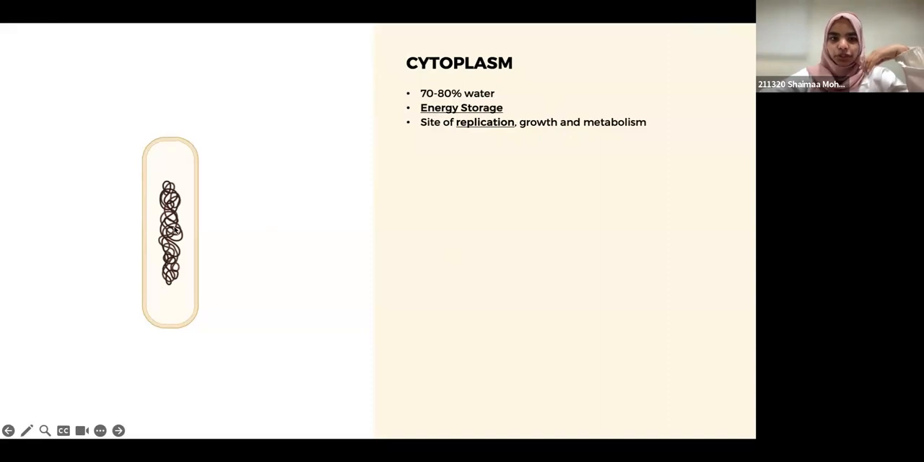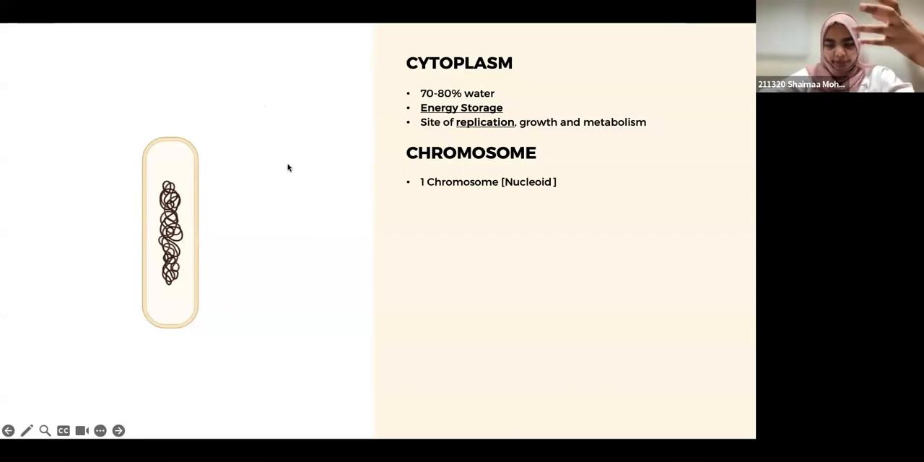Now we add this structure. So what is this? Yeah, this is the chromosome. And what is the chromosome? It's basically just the DNA of the bacteria, and it's only one. The bacteria has only one chromosome. Since prokaryotes, for example bacteria, do not have membrane-bound organelles, this chromosome is just lying freely in the cytoplasm. There is no membrane surrounding it, and therefore we do not call it a nucleus.